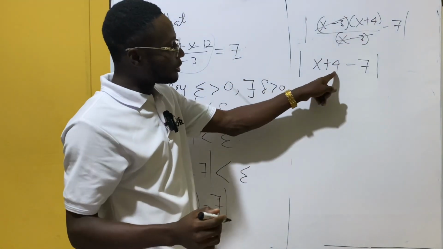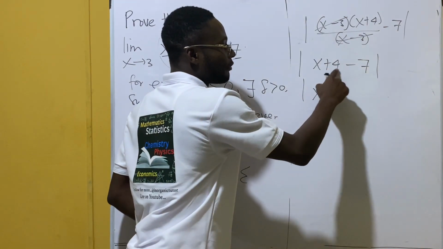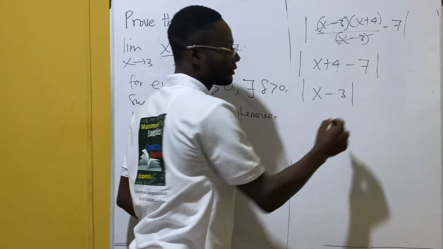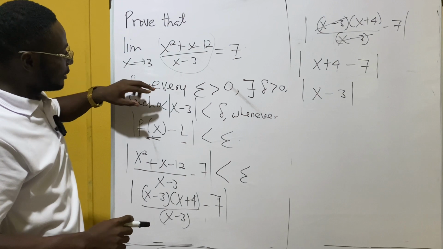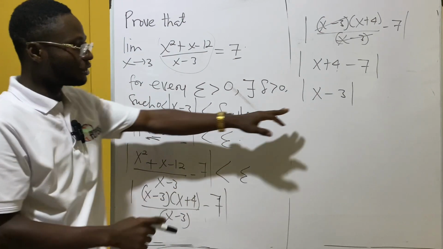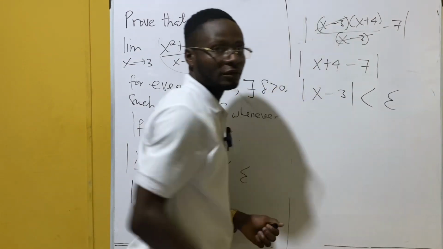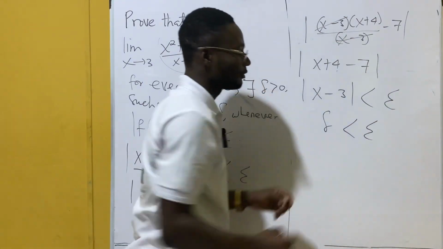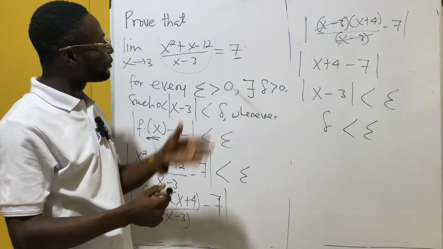So we can see some differences here. We have x plus 4 minus 7, and that is x minus 3. This is just delta. We have |x minus 3| to be delta, so we just do that substitution. But don't forget that this is less than epsilon, so we have delta to be less than epsilon. So this is just a simple limit.